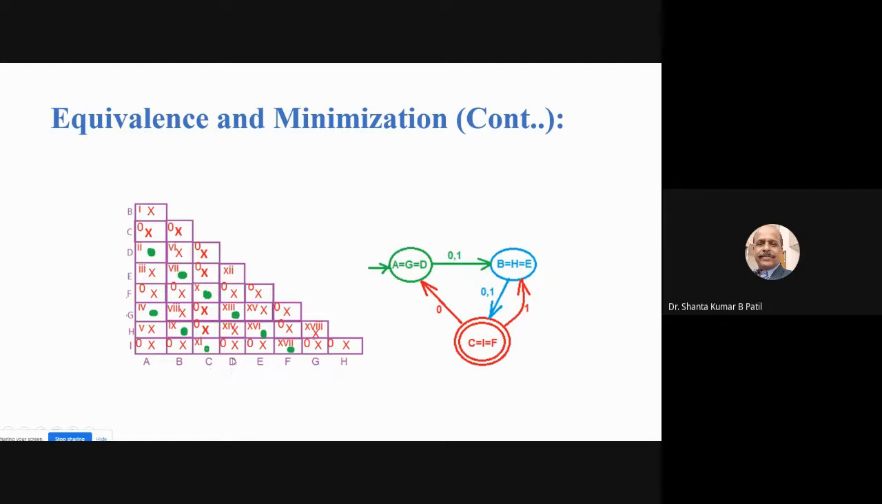Like that, D equals G, D equals H, E equals H, and F equals I. Whenever you find that states are equal, replace the three states by a single state. Here, replace the three states BHE by a single state, and the three states CIF by a single state. Name the states A equals G equals D, B equals H equals E, and C equals I equals F.